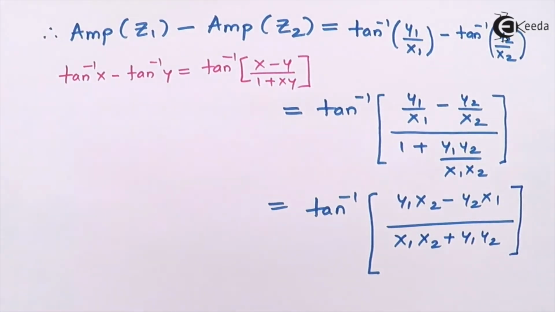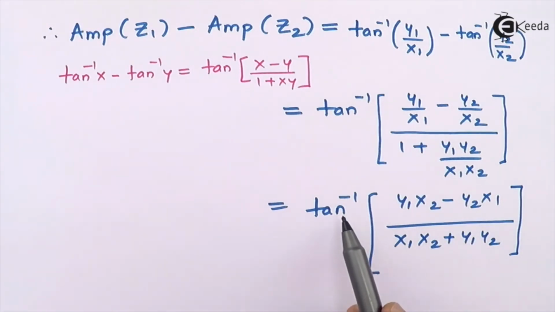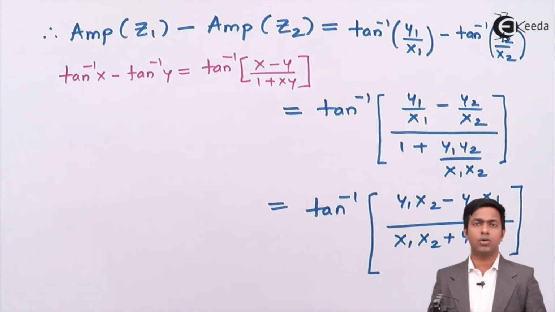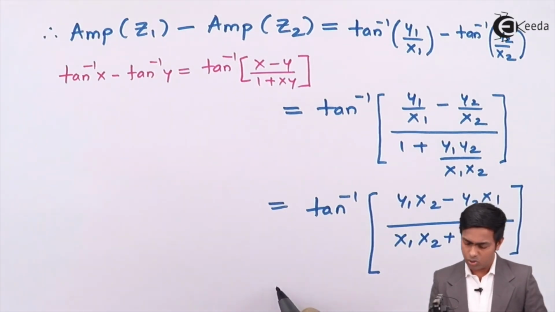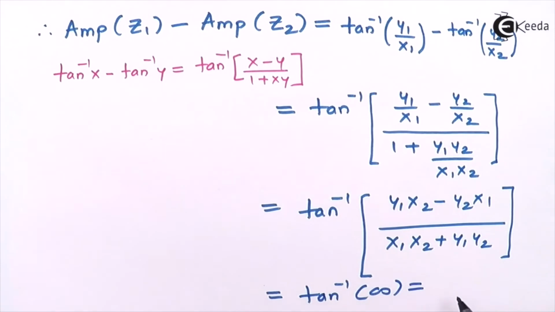Now next step, how to prove that this value of tan inverse of this bracket is equal to pi by 2, because our ultimate aim is to prove that it is equal to pi by 2. So guys, this denominator x1 x2 plus y1 y2 is equal to 0. Here you can see this result number 1. So if it is 0, then that will become tan inverse of y1 x2 minus y2 x1 upon 0, and that will become infinity. So here we can say that it is equal to tan inverse of infinity, and guys, we know that tan inverse of infinity is pi by 2.